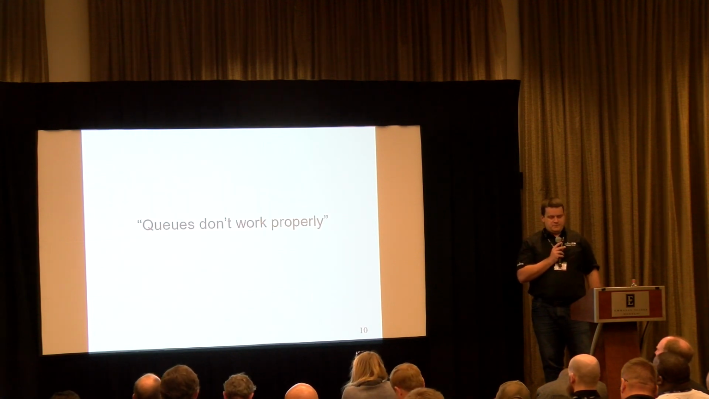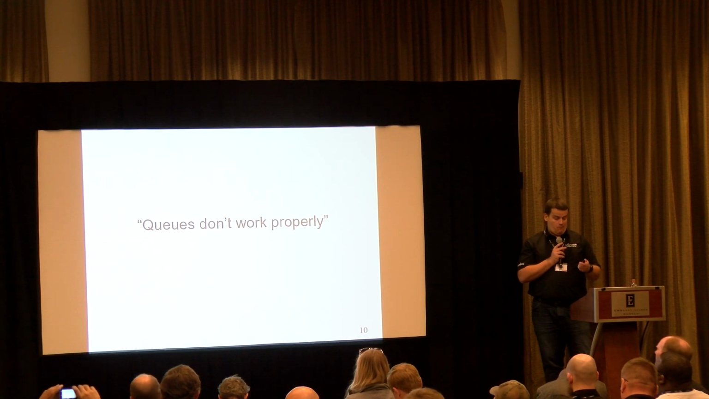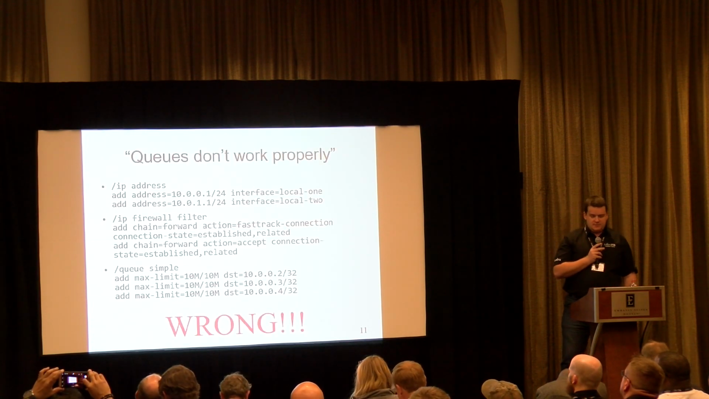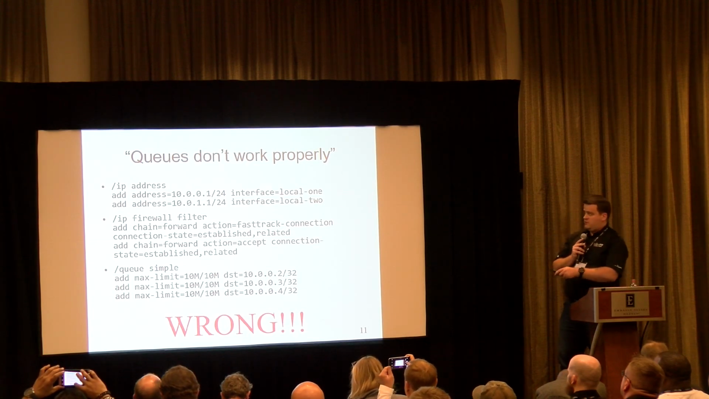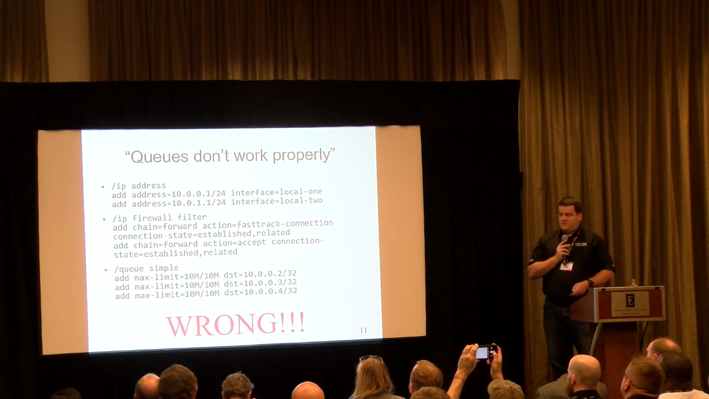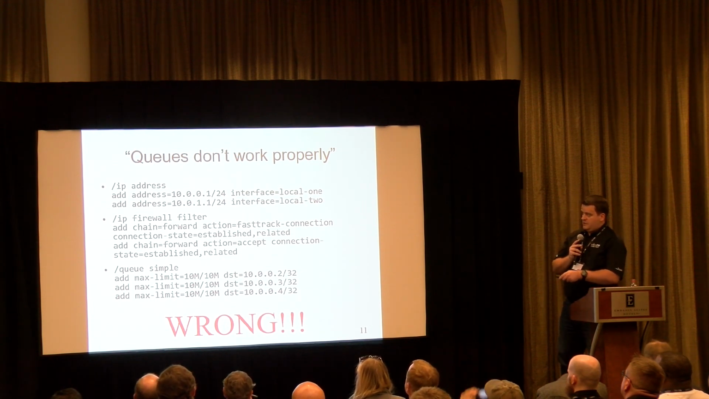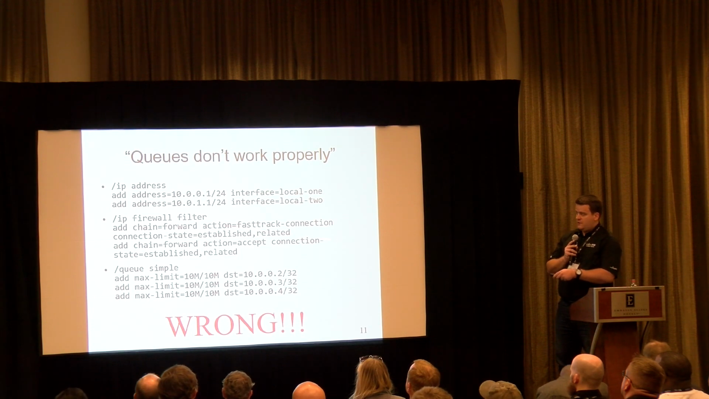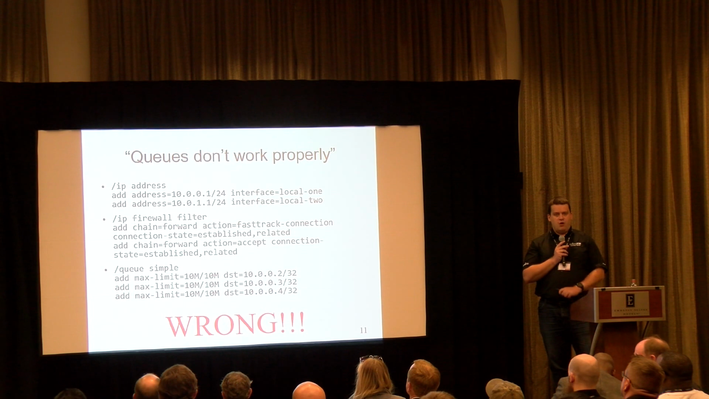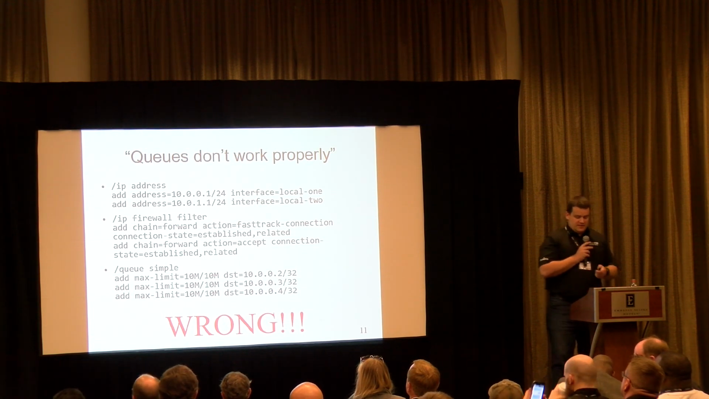Example number 2, queues don't work properly. So what we have set up is 2 local networks, local 1 and local 2, /24 networks. In firewall, we just have a FastTrack connection rule for all the traffic. And in simple queues, we have queues where we have max limit and destination specified. And this is wrong, and wrong on many levels. So let's analyze the problem.